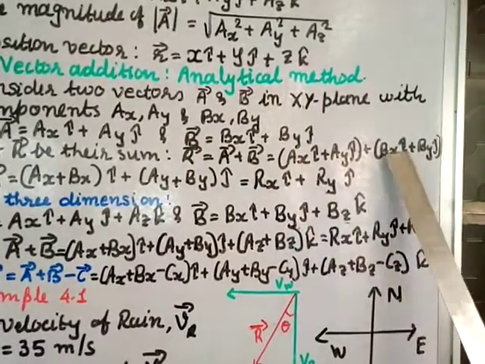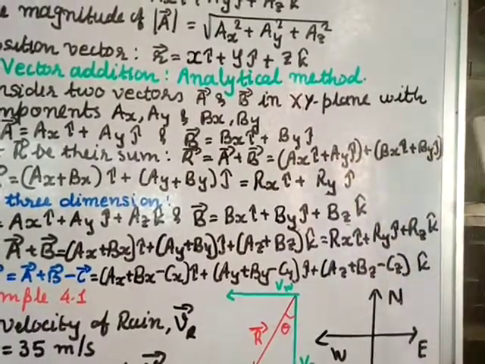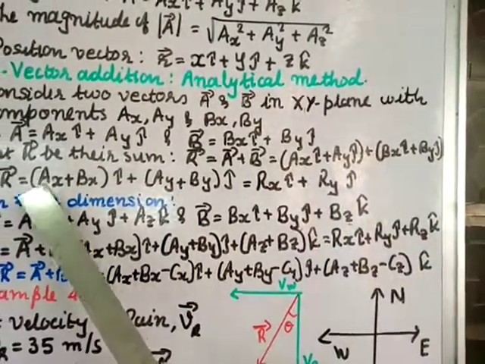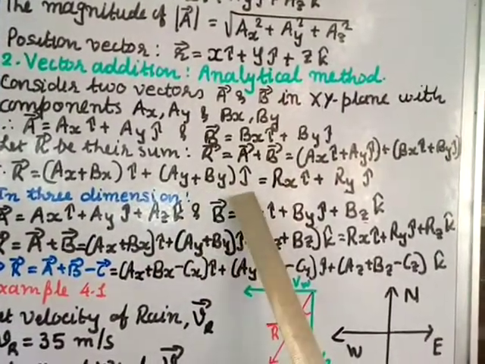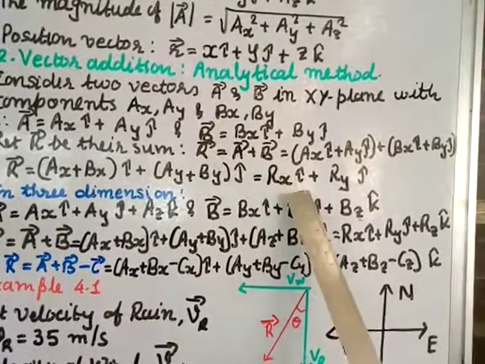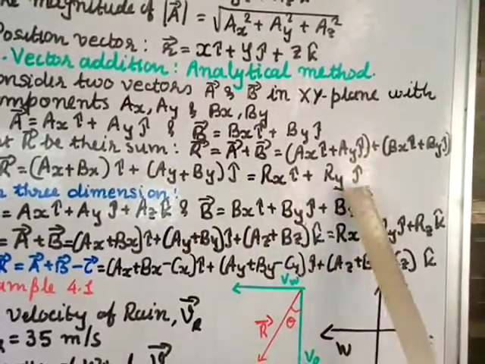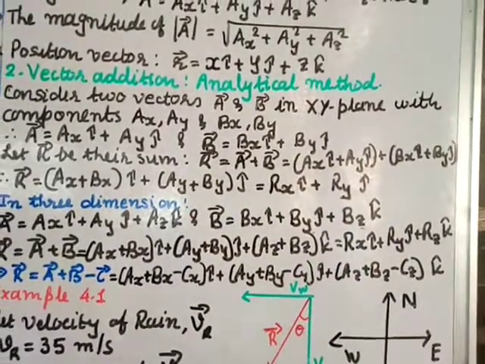So from the i components I'll take i common, and from the j components j common. So I can write this as ax plus bx i cap plus ay plus by j cap. This can be taken as rx i cap plus ry j cap. This is in the xy plane.